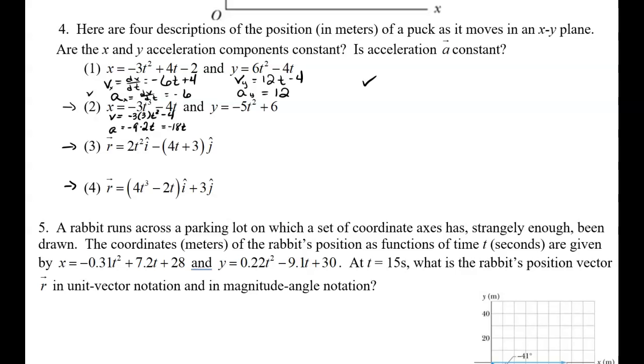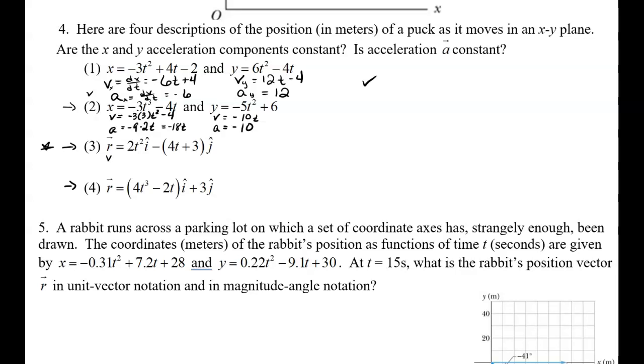So if I look here at the y, I get that my velocity, which is going to be my derivative, in the y direction is going to be negative 10t, because I kicked that 2 out, so 5 times 2 is 10. My derivative of 6 is 0. So my acceleration is going to be negative 10. Now, these look a little bit different. These have those i hats and j hats. So I'm going to look at each one specifically.